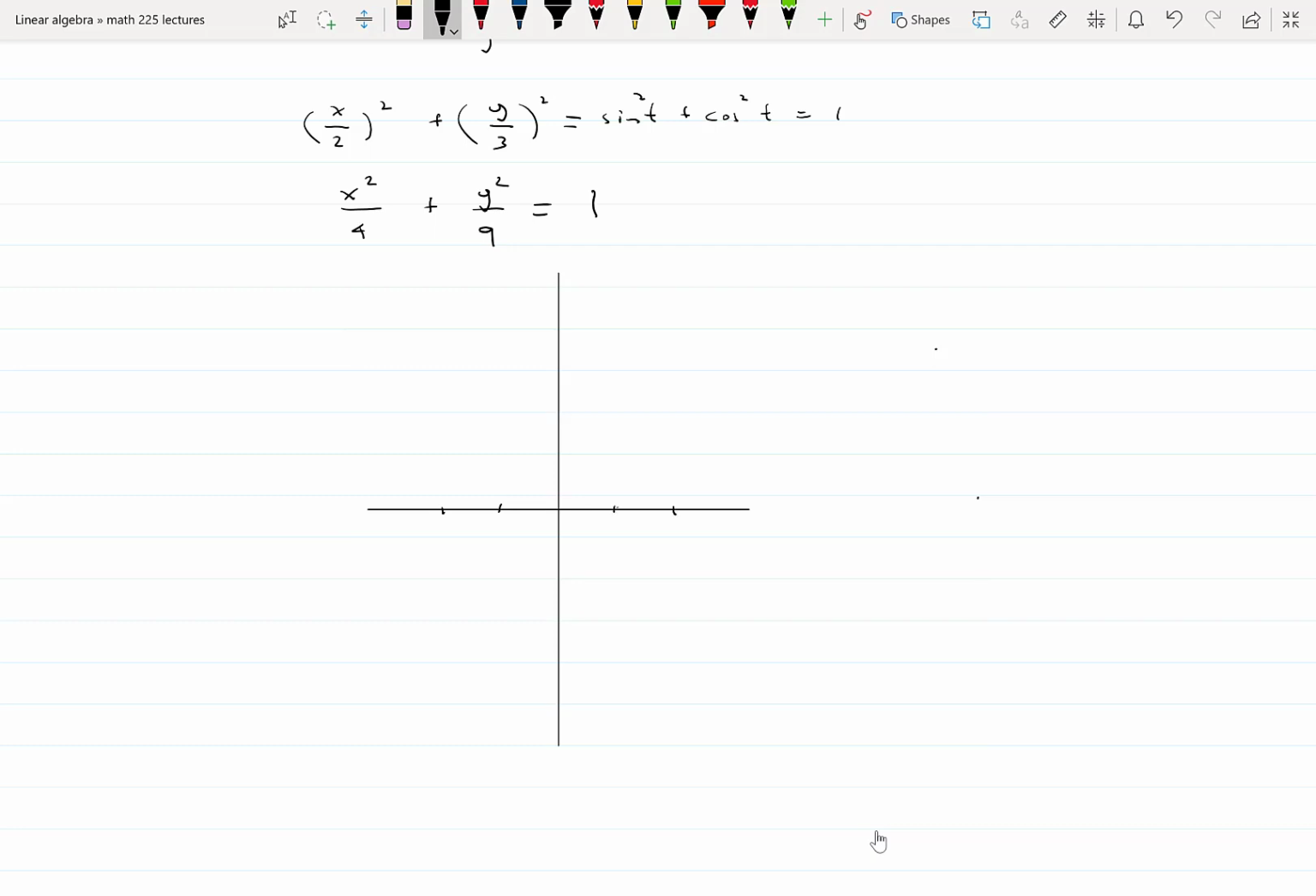Under the y term is 9. The square root of 9 is 3. So I'm going to move plus or minus 3. 1, 2, 3 in the y direction. 1, 2, 3. And since this is a standard form of an equation of an ellipse, I'm going to draw the ellipse.